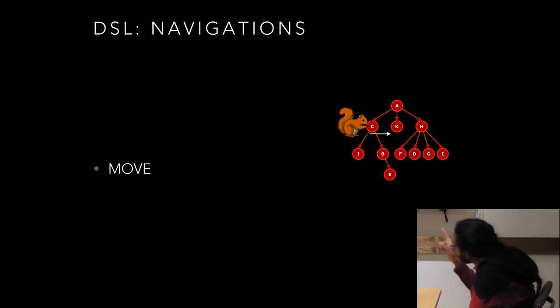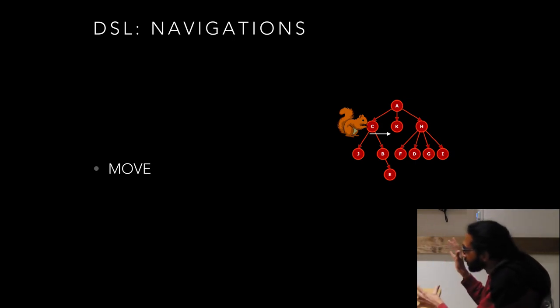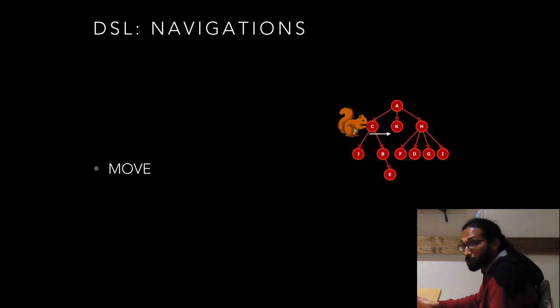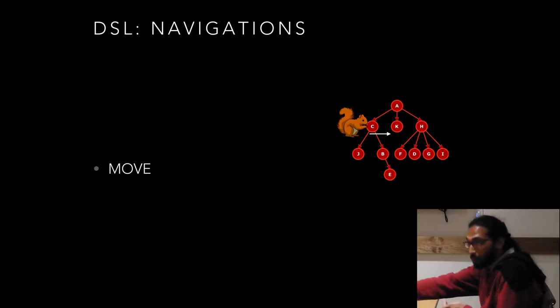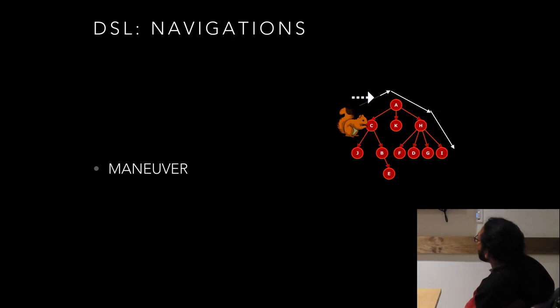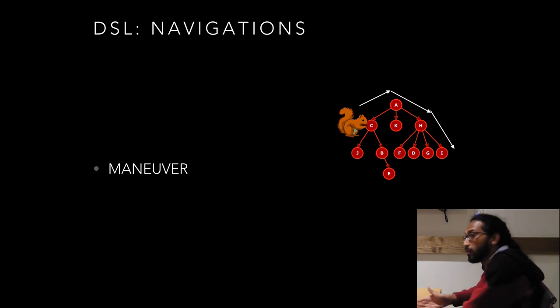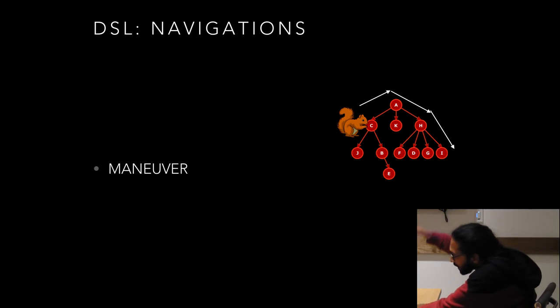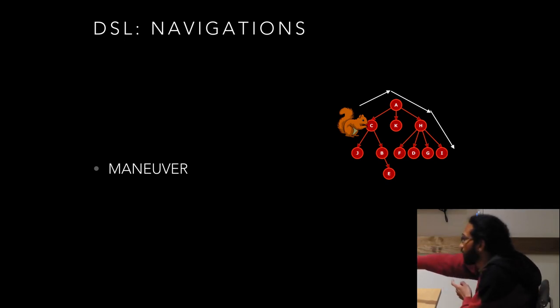And first of these is called move. This is the most elementary thing that you do in a Symex DSL. You just move from one node to a neighboring node. This is what we saw earlier with HJKL: forward, backward, up and down. That's a move. But sometimes you want to do a maneuver, which is a sequence of moves that you execute in order. So you say, go forward, then go up, then go forward again, then go down, and then go forward three times. And that is a maneuver.